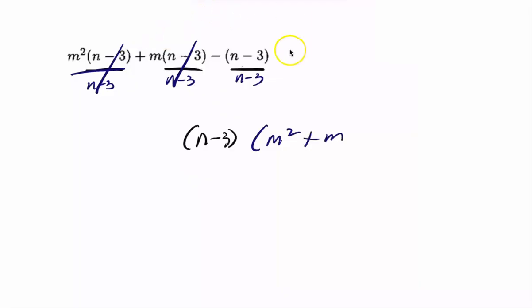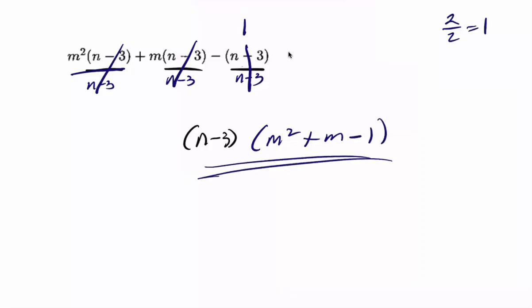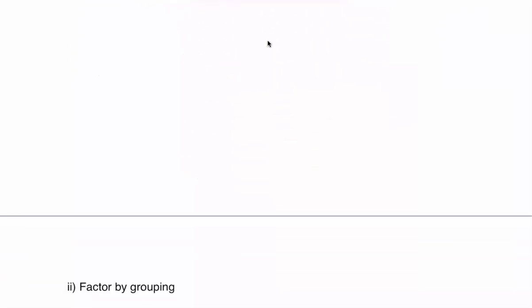And here's the important one, a lot of people mess this one up. These cancel, it doesn't go away, it's a 1. When you divide 2 by 2, you get 1. So it's minus 1 out there. And you just factor out an n minus 3 from all these. So that's the basic factoring. That's always step 1. You always want to factor out a monomial.